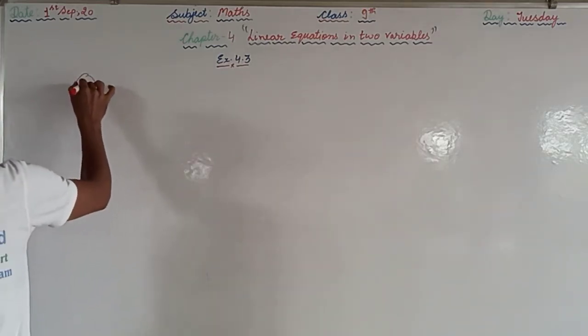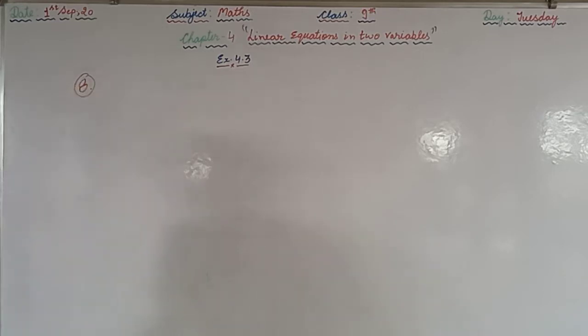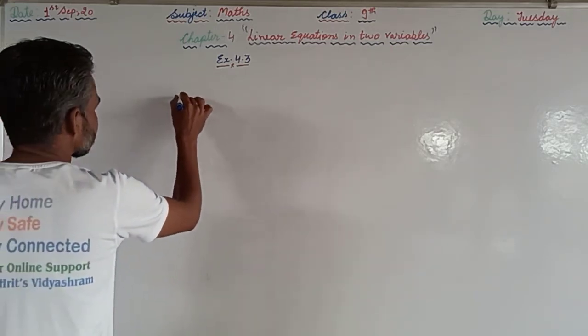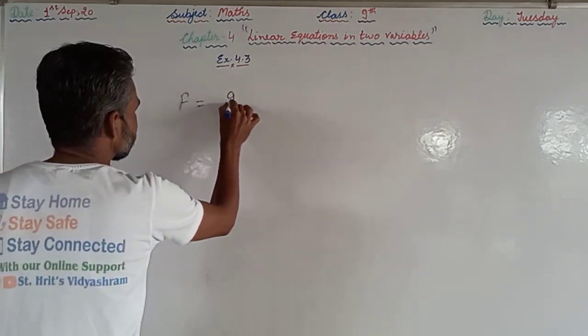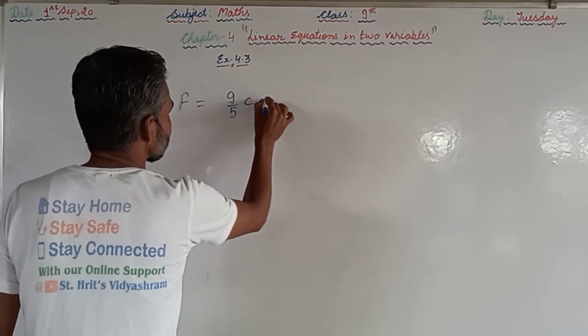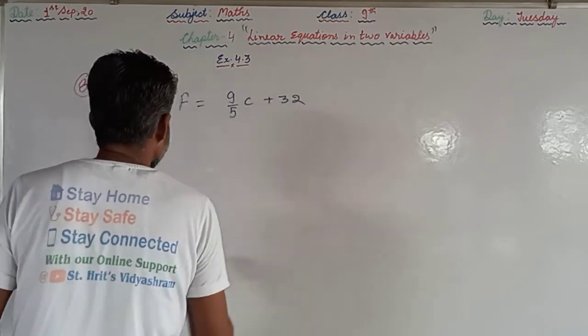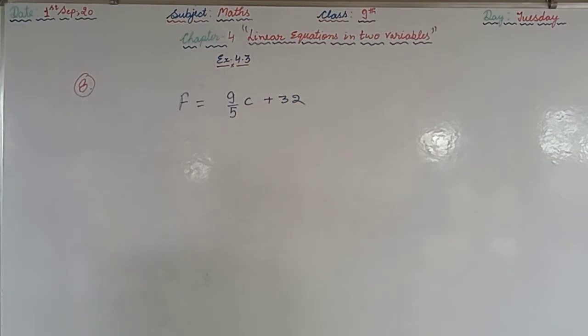In question number 8, the relation between Fahrenheit and Celsius is given, which we also discuss in science: how to convert the temperature given in Celsius to Fahrenheit, and how to convert the temperature in Fahrenheit to Celsius. The relation given there is F equals 9/5 C plus 32.